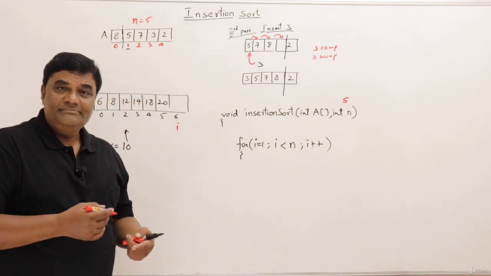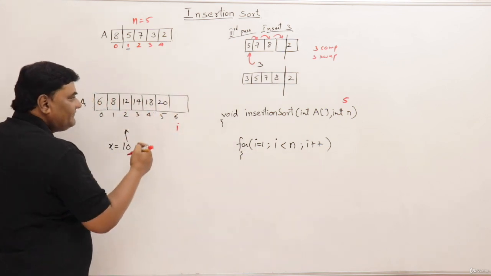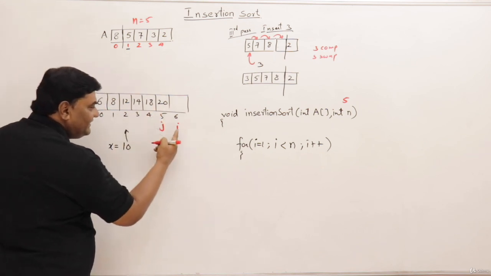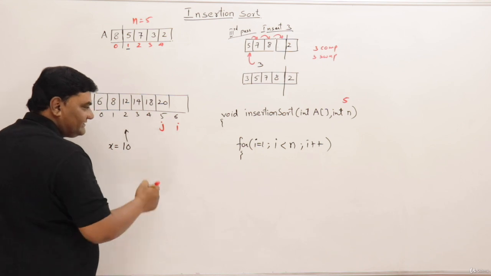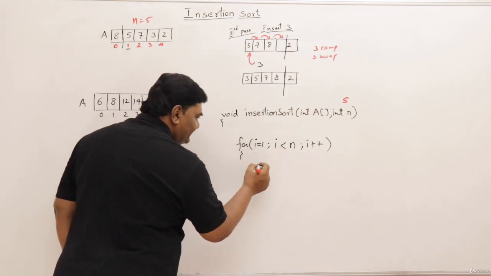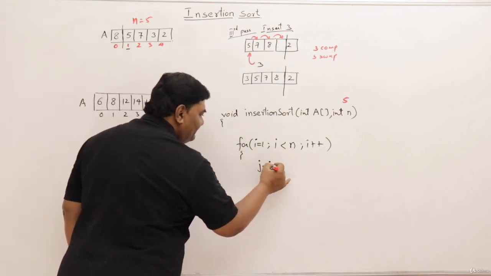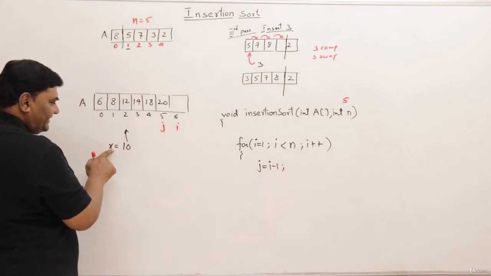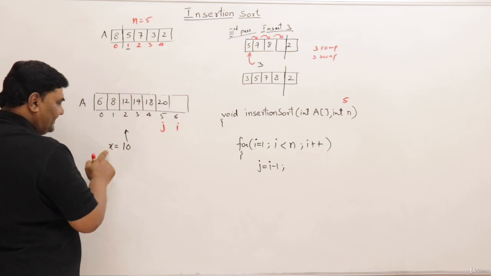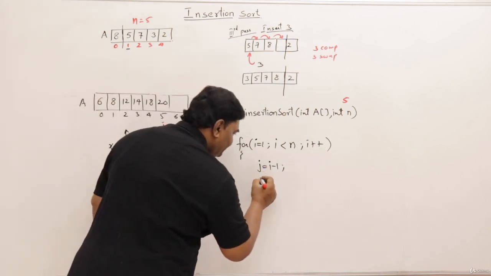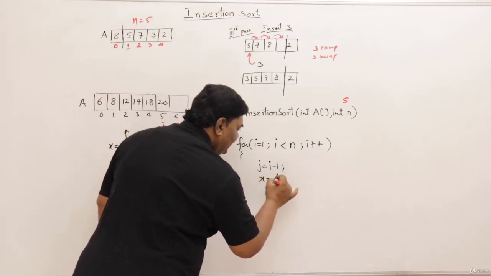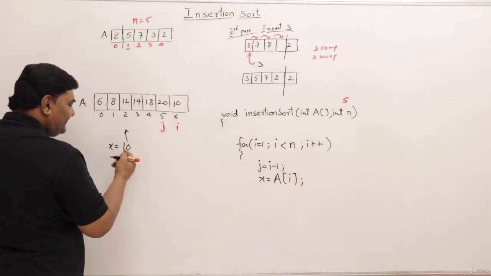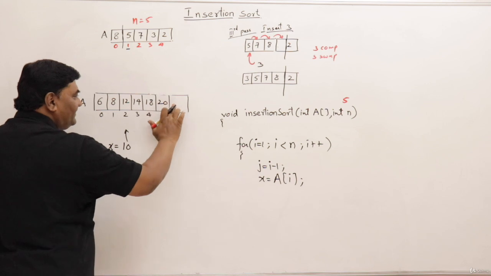Now what is the procedure? So where should I start shifting from? This element onward. So I will take j here. j is i minus 1. Yes, the first thing I need is j. j is i minus 1. And also I should take the last element wherever i is pointing, in x. So yes, I will do this also. x assign a of i. That is the element that was present here, right? So I am taking it in x.